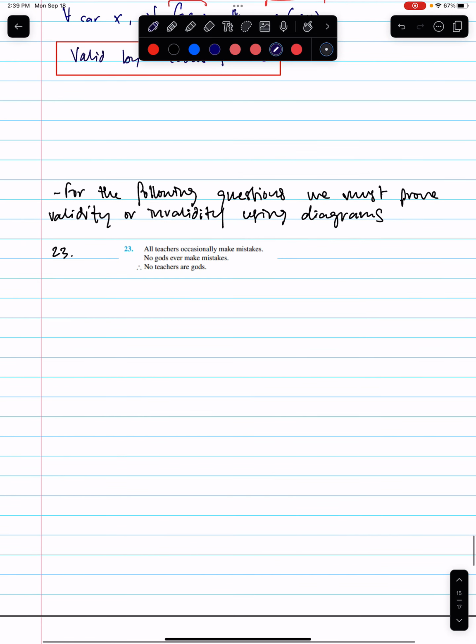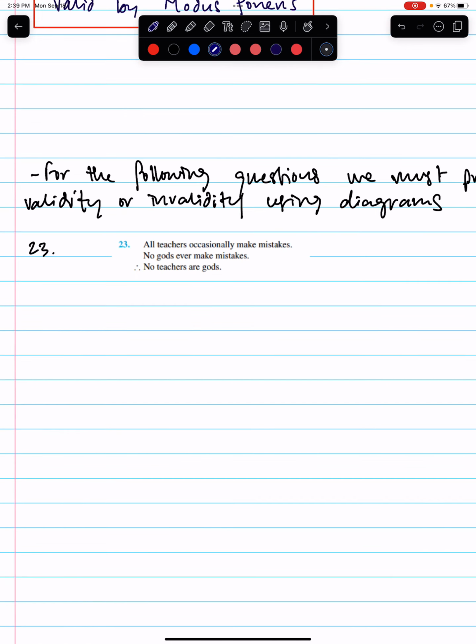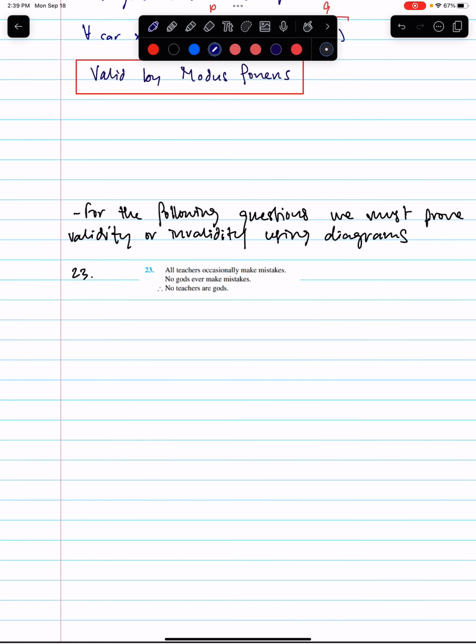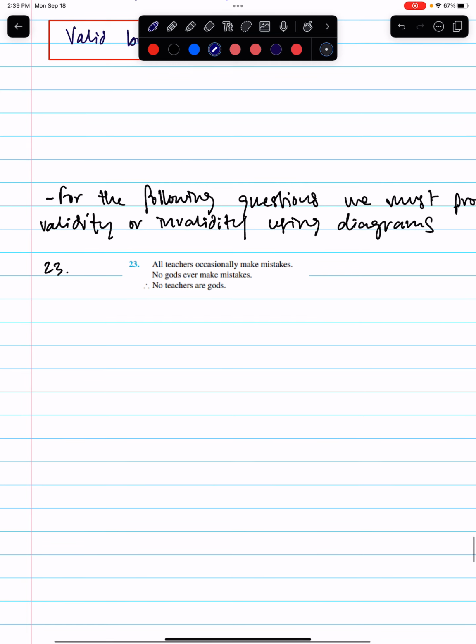Okay, next question. We're going to have to use a bunch of diagrams for this. So, all teachers occasionally make mistakes. No gods ever make mistakes. So, no teachers are gods. Right? So, we'll do this. We'll go one by one. All teachers occasionally make mistakes. So, what's the overarching thing? Making mistakes. And teachers is nested within it.